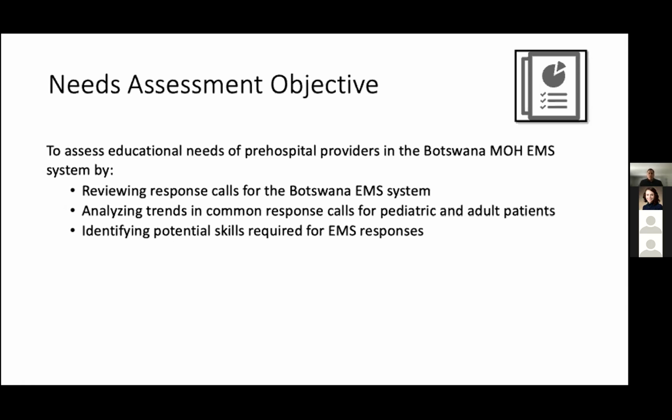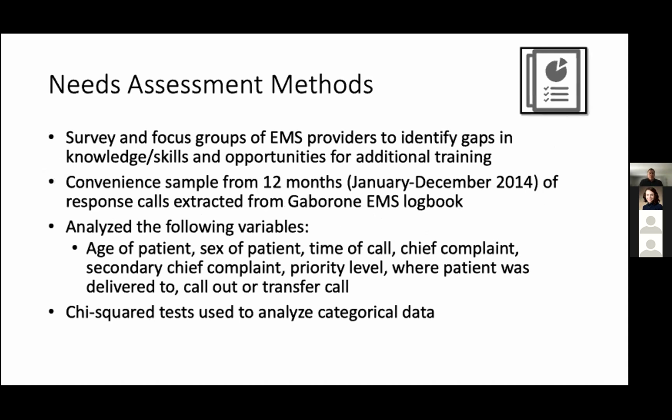We wanted to analyze different trends in common response calls for pediatric and adult patients, and then identify potential skills required for the EMS response. What do we need to help them learn so that they can better serve their community? The survey and focus groups of EMS providers helped identify gaps in knowledge and skills, and also opportunities for additional training. This was critical as the Ministry of Health had just started a couple years before, and very few providers had any training.